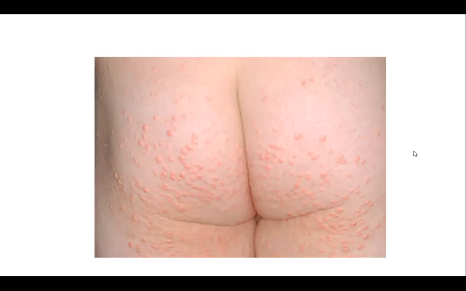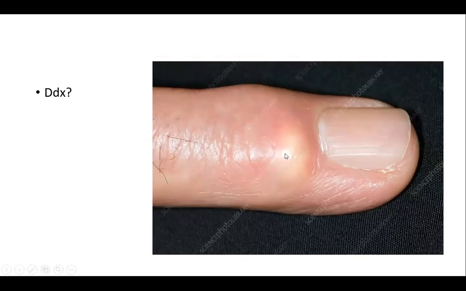Too little or too much? And what is it? It looks like a digital myxoid cyst, but it is not. So this is gout. Very good, Michal. So is it too much or too little? Too much of what? Of uric acid. Very good. Too much uric acid. Moving on.